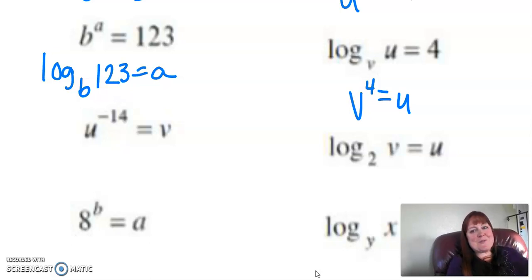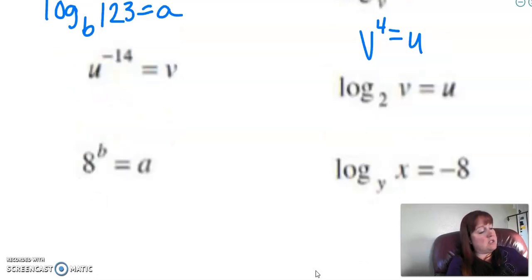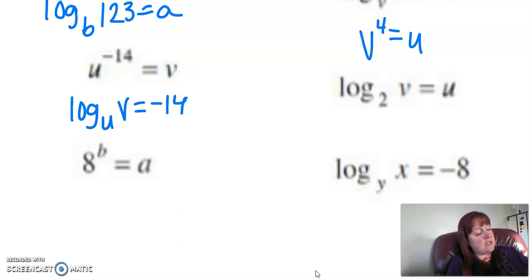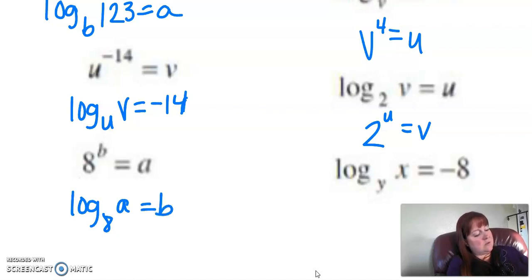So this one would be our base is v, our exponent is 4, and our argument is u. So this one's going to be log base u of v equals negative 14. And you'll see why we need to be able to do this very quickly, because this is how we solve so many log problems. So this would be log base 2 of u equals v. This would be log base 8 of a equals b. And this would be y to the negative 8 equals x.